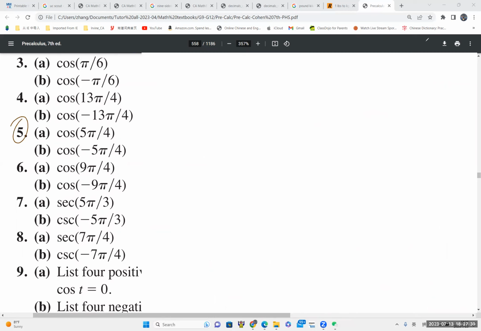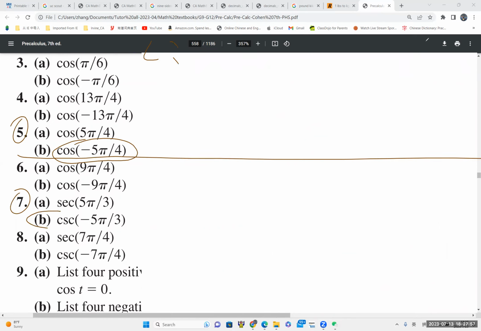So 5 and 9. Oh no, not 9. 7. How about, yeah. Leo, do this. Which one? Let me say. This one. Just do B. Then Ray, do this. Yeah, just B. This is for Ray.